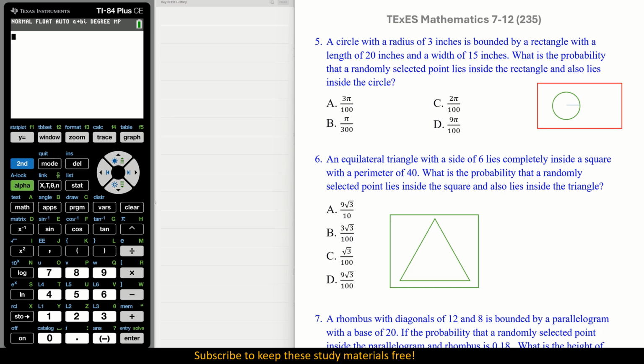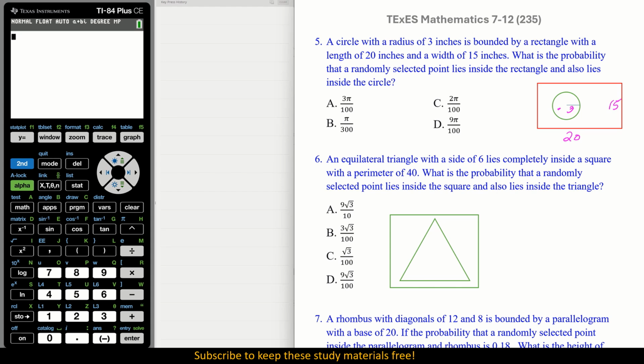Number 5, a circle with a radius of 3 is bounded by a rectangle with a length 20 inches and a width of 15 inches. What is the probability that a randomly selected point lies inside the rectangle and also inside the circle? Well, that'd be that point right there. Let's just call it that point. Okay. So we know that this radius is 3 and this length is 20, and then we have 15.